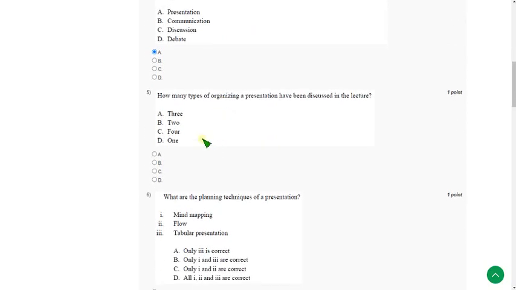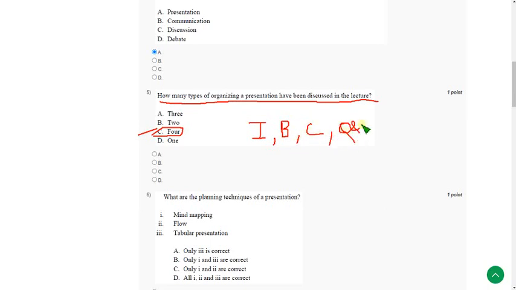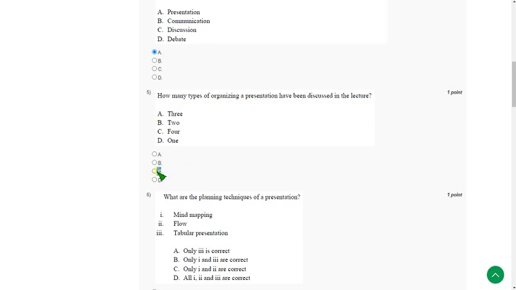Fifth question. How many types of organizing a presentation have been discussed in the lecture? The probable answer is 4. So that is introduction, body, conclusion and question and answer. Any question. So the probable answer could be 4. Option C is the probable answer for the 5th question.